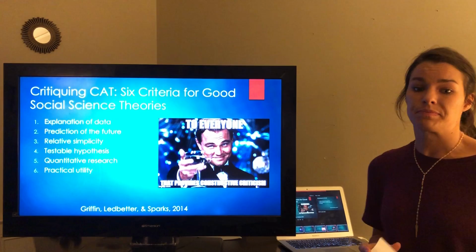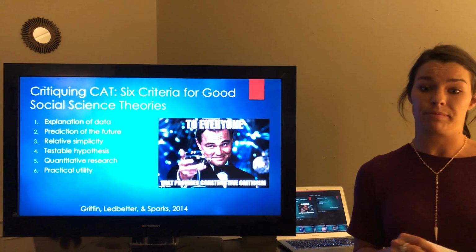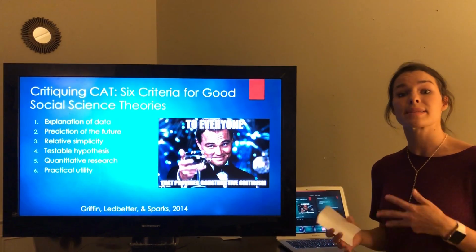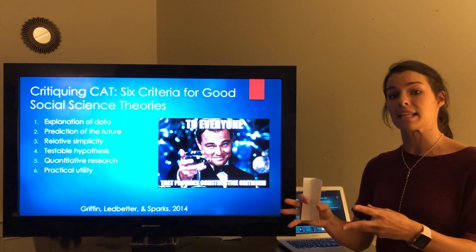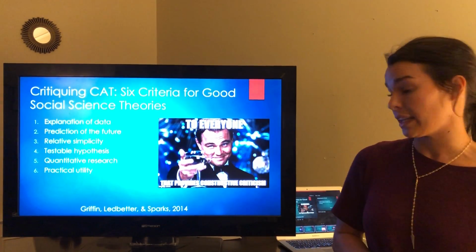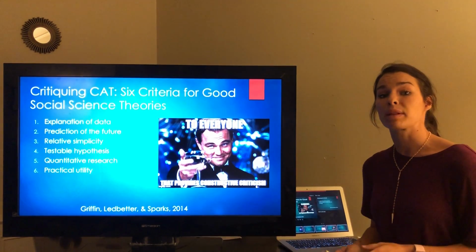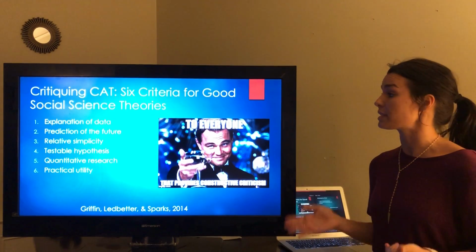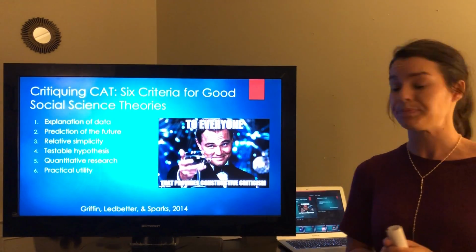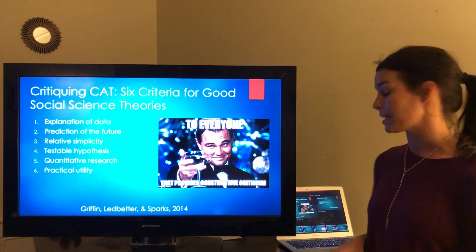Fifth, quantitative research. Qualitative and quantitative research can be done on this theory, and each researcher interprets CAT specifically towards the context that they are researching it on. Sixth, practical utility. This is also another strength because it can be applied in a different array of contexts, as we had shown previously in the research. And this is Griffin, Ledbetter, and Sparks, 2014.